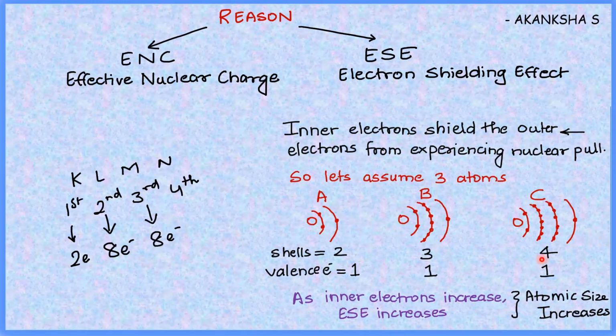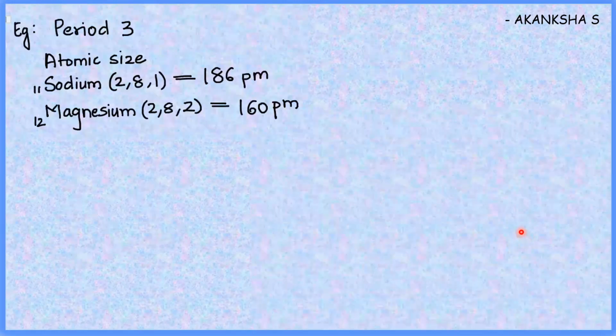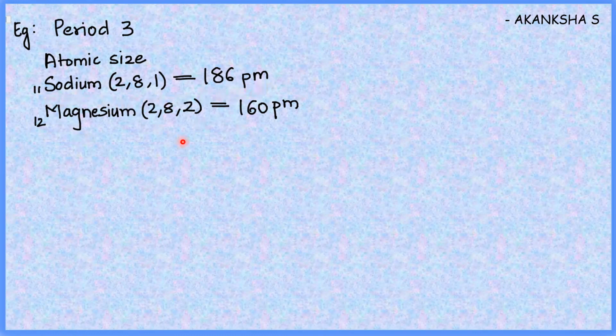And where do we see the number of shells increasing? We see it along a group, right? Let's try to understand this with an example. In period 3, we have sodium and magnesium. Sodium has been given an atomic size of 186, magnesium is 160.